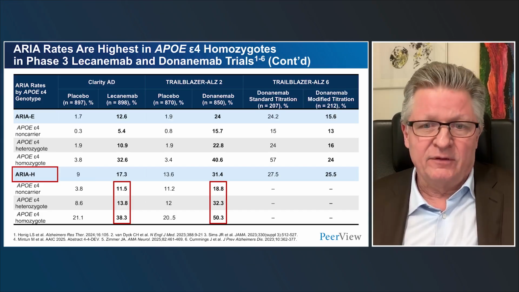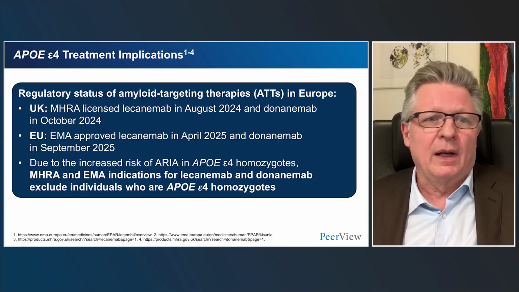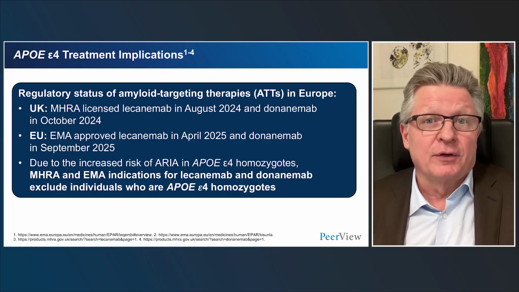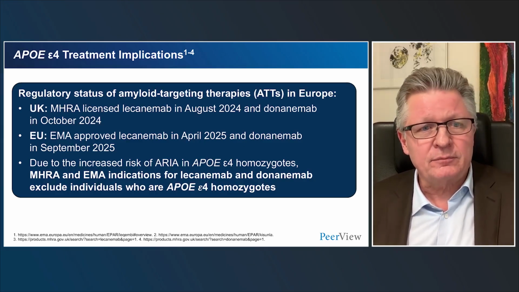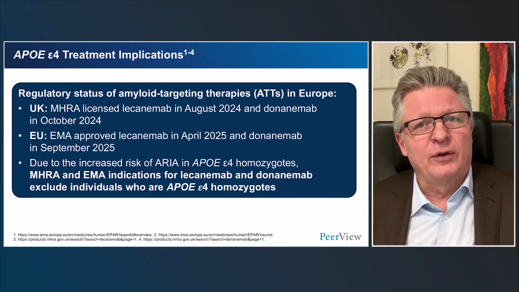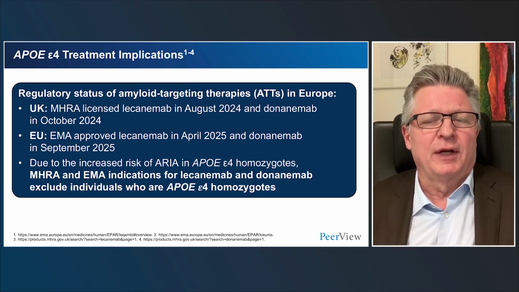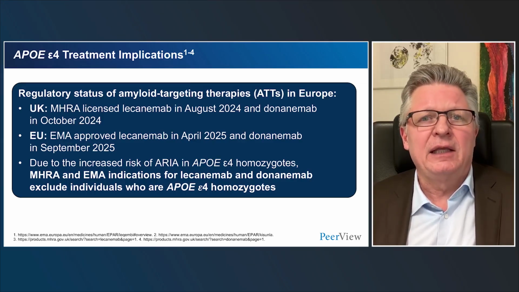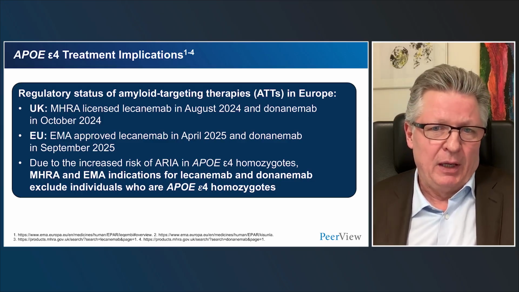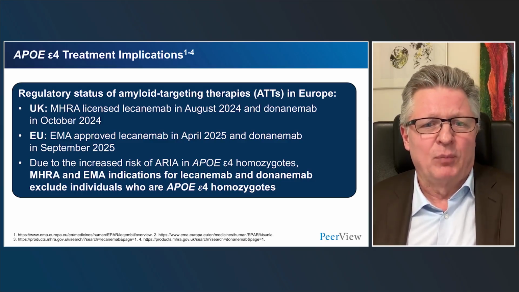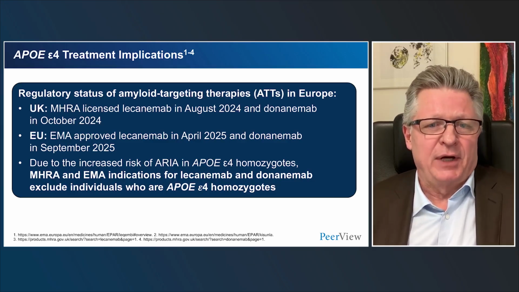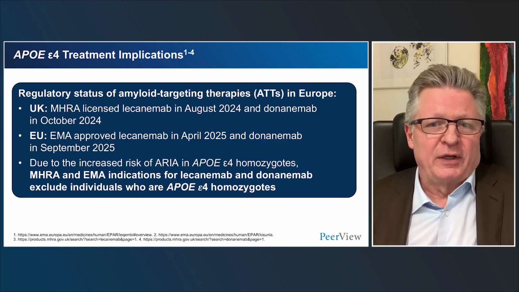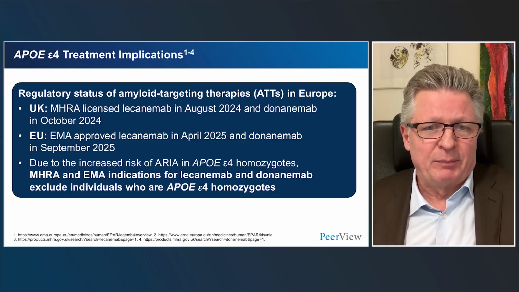So this has led to some regulatory consequences in Europe. First, in the United Kingdom, the MHRA approved lecanemab and also donanemab, but with the restriction of exclusion of APOE4 homozygote carriers. And the EMA followed basically the same approach. So in both regulatory areas, APOE4 homozygotes are excluded from the treatment with lecanemab and donanemab.